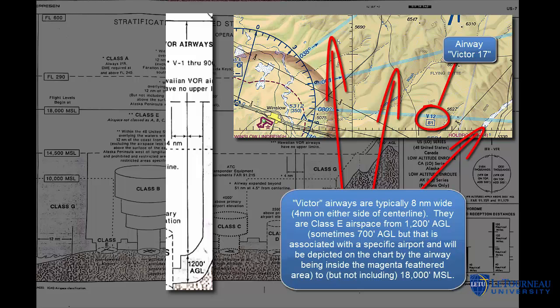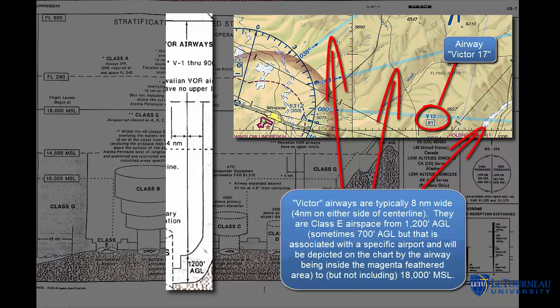Sometimes the floor of Class E on the airspace drops down to 700 AGL, but this is associated with a specific airport and will be depicted on the chart. In fact, you can see there the airways, these 3 airways on our picture there of Sky Vector, that go into a magenta feathered area. The short little piece of the airway that extends into that magenta feathered area is going to be Class E down to 700 AGL, but we can see that it is actually associated with the airport and not the airway itself.